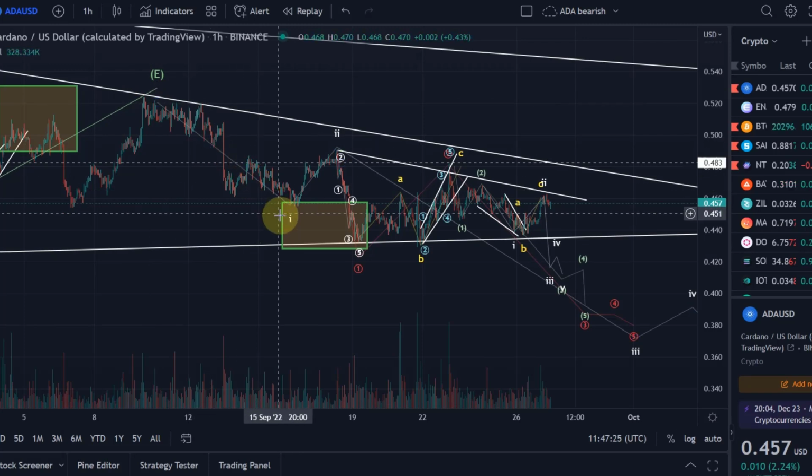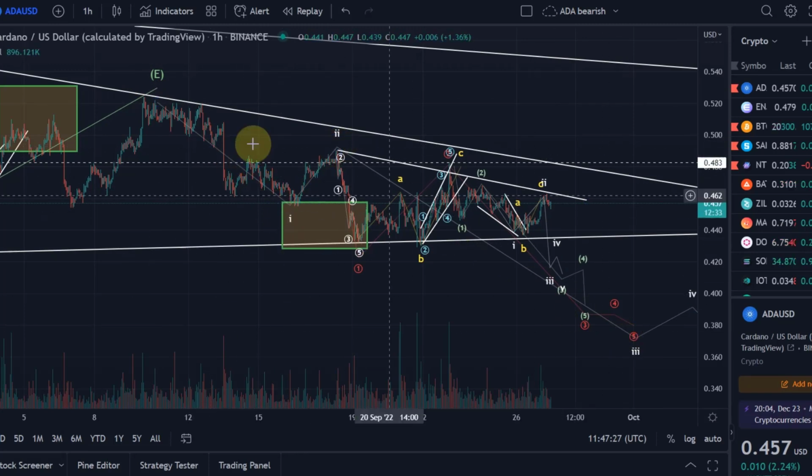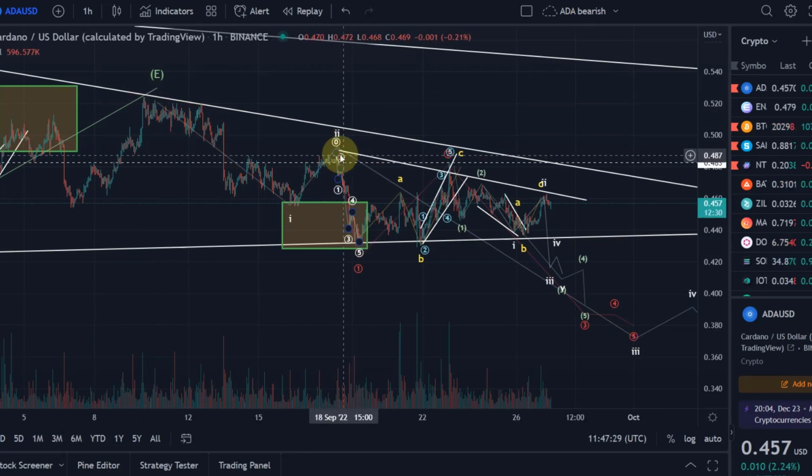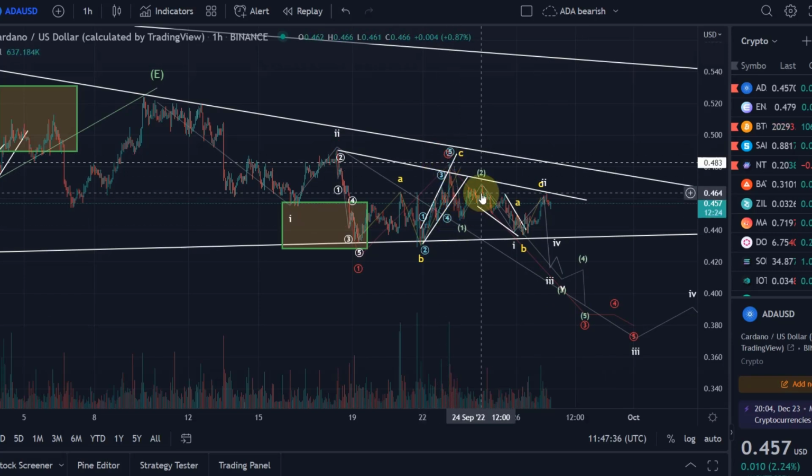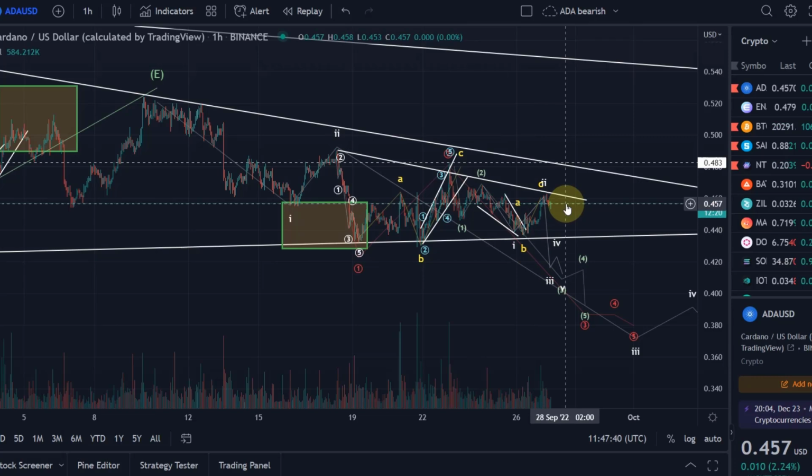So we have here a white 1-2, that's the highest degree here. Then we've got in this wave 3 in white, a 1-2 in red. Then we've got in the wave 3 in red a 1-2 in green, and in the wave 3 in green we've got a 1-2 in white again. So we've got all these 1-2 setups.